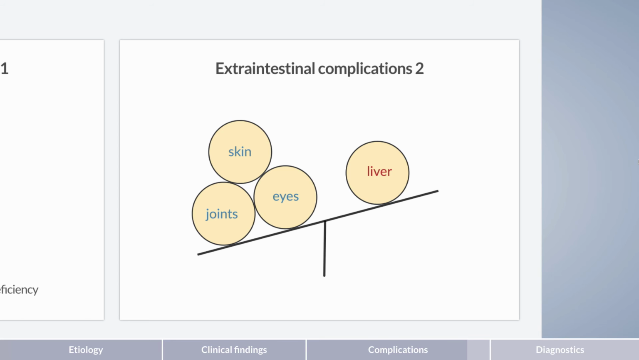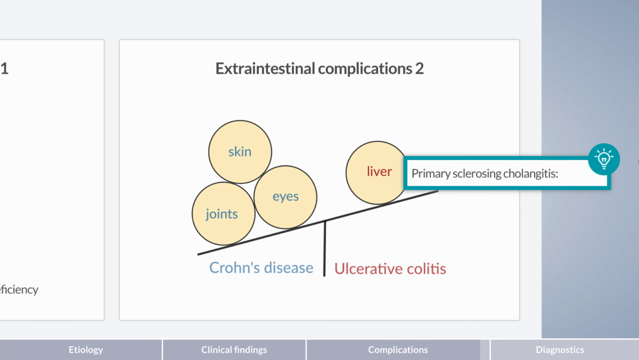Extraintestinal manifestations occur more commonly in Crohn's disease and primarily involve the skin, eyes, and joints. Liver involvement as a complication is more common in ulcerative colitis, in which primary sclerosing cholangitis, or in short, PSC, occurs.